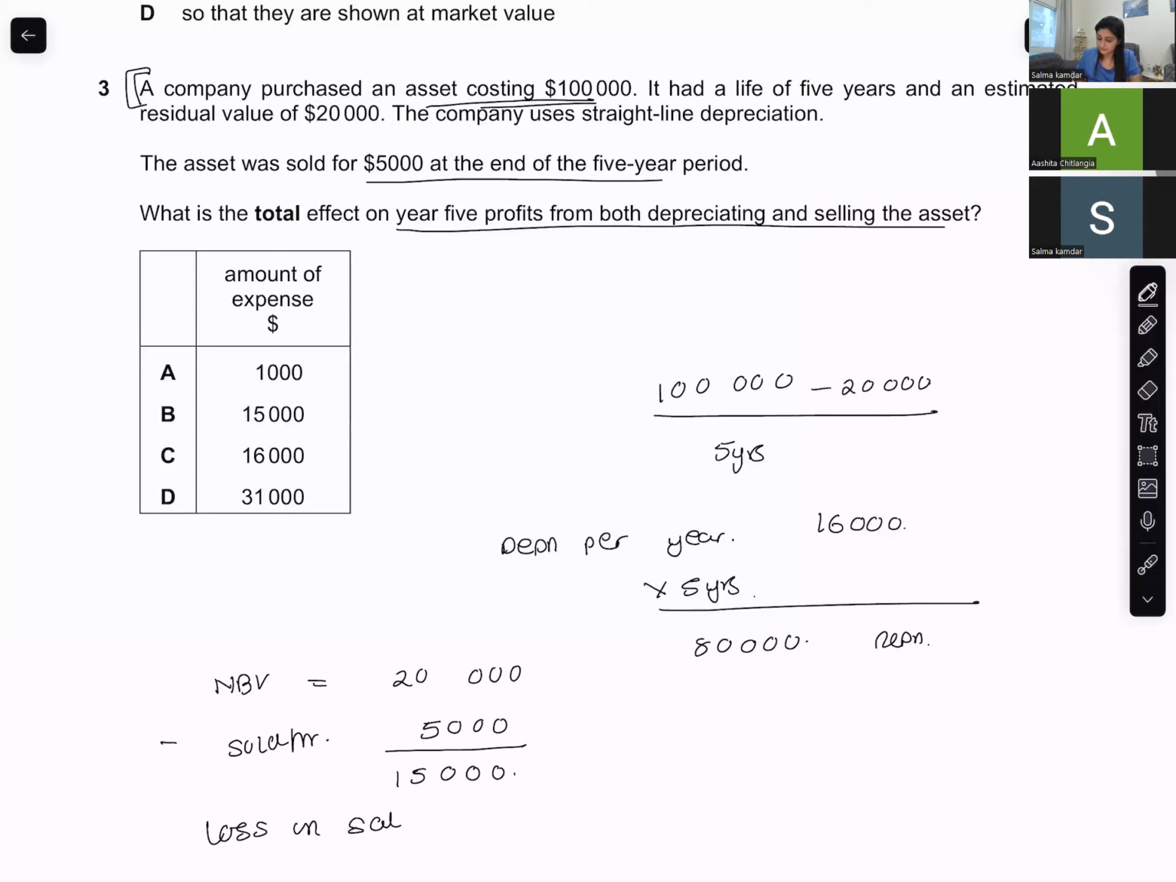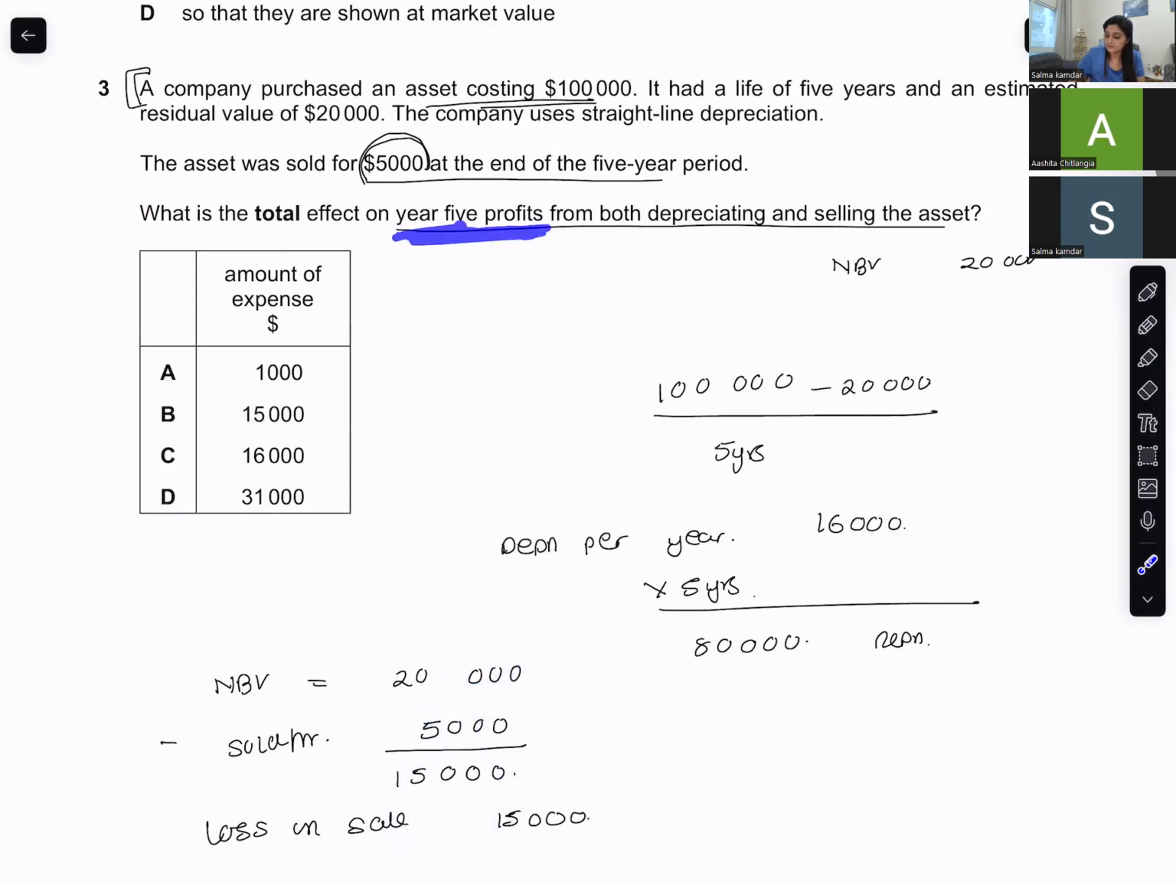The asset was sold for 5,000 at the end of year 5. At the end of year 5, the net book value of the asset would be 20,000. You sold for how much? Can you see my screen? 5,000. So you have a loss on sale of how much? 15,000. Okay, fine.